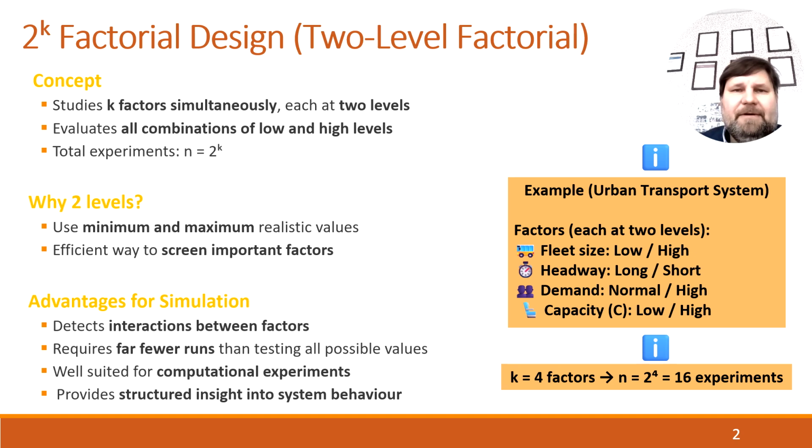The two-level factorial design studies multiple factors simultaneously, each at low and high level, allowing us to evaluate all combinations efficiently. It is especially useful in simulation because it can reveal interaction effects while requiring relatively few experiments. For example, four factors require only 16 runs.